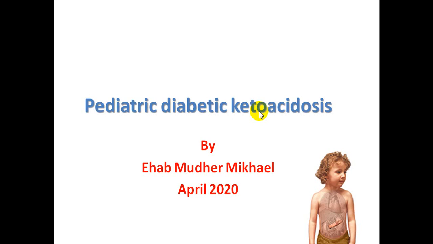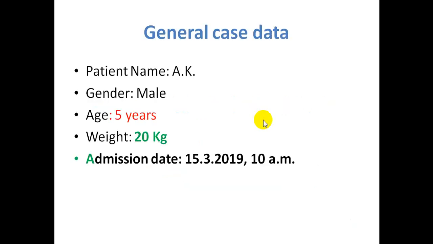Today we will discuss a case about pediatric diabetic ketoacidosis. General case data: our patient name is Ahmed Kadhim. He is a male, 5 years old. His weight is 20 kilograms. Admission date in the last year, 15th of March 2019, in the morning.